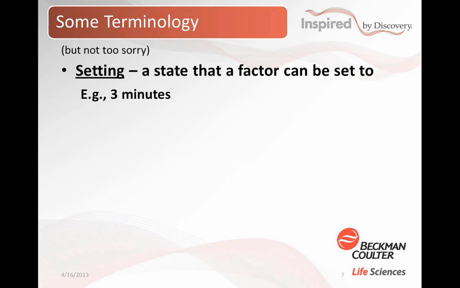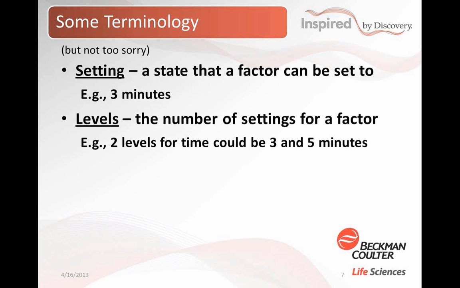A setting is a state that a factor can be set to. So if we're looking at the time of heating, it might be something like 3 minutes. We sometimes call these levels as well, so that's the number of settings for a factor. Maybe if we look at 2 levels for time, it would be 3 and 5 minutes.